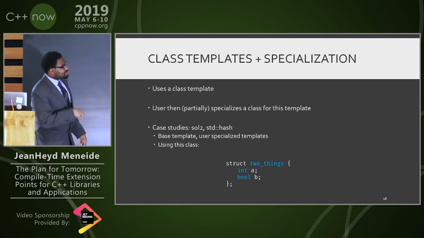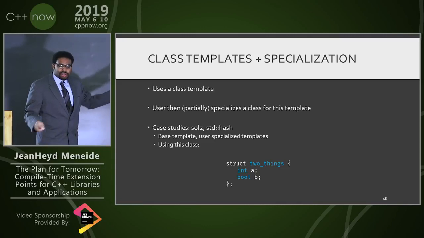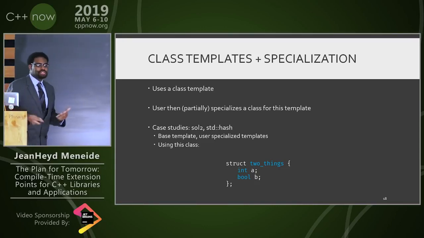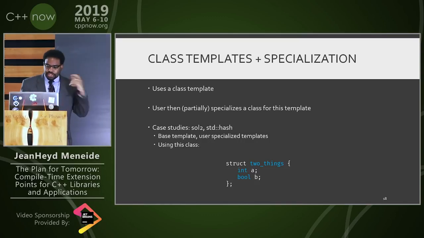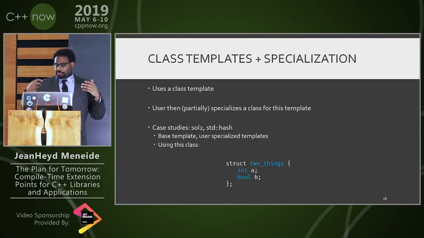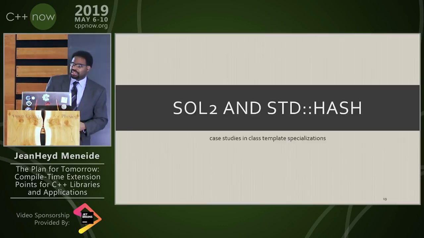We're going to talk about class templates and specializations, but for the duration of this talk, we're basically going to be working with this very simple struct, right? Struct with two things: int A, bool B. Not a very fantastic or exciting struct, but we're going to use it to illustrate all the points of these various extension methodologies. The first one up, obviously, is class templates and specialization of them. The idea is that you partially specialize the template, and for this we're going to do a couple of case studies. One is my library sol2, and the other is std hash, which is in the standard. So let's drill a little bit into these case studies and what they do.